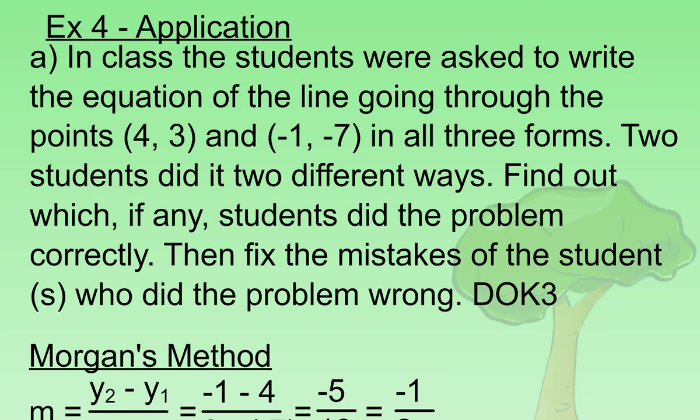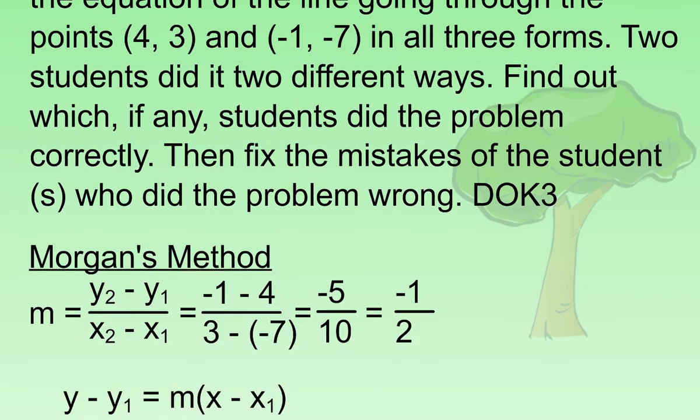Next example, little application. It says here, in class, the students were asked to write the equation of a line going through the points (4, 3) and (-1, -7) in 3 forms. 2 students did it 2 different ways. Find out which, if any, students did the problem correctly. Then fix the mistakes of the student or students who did the problem wrong.